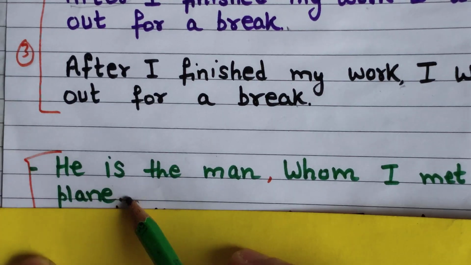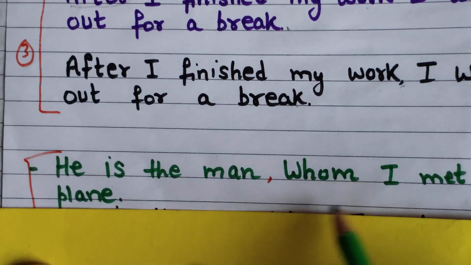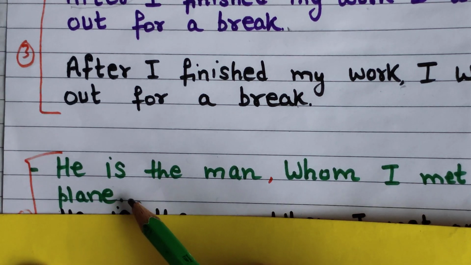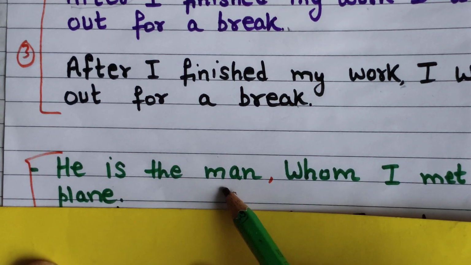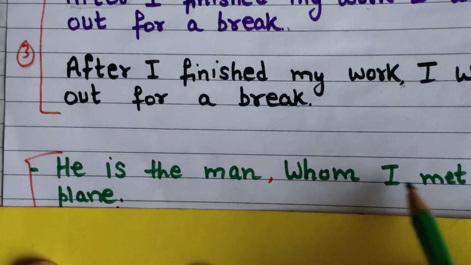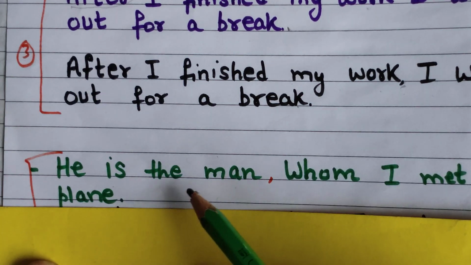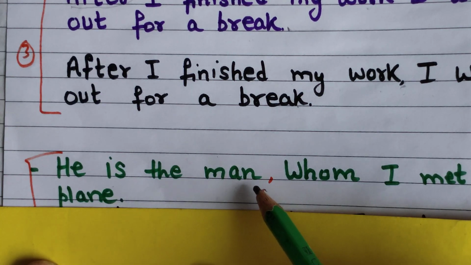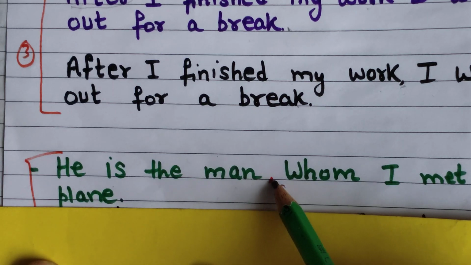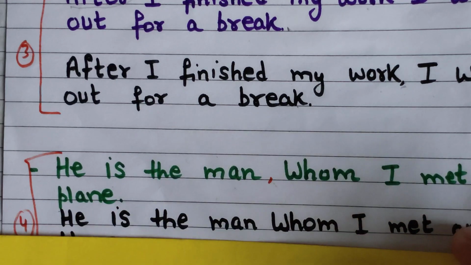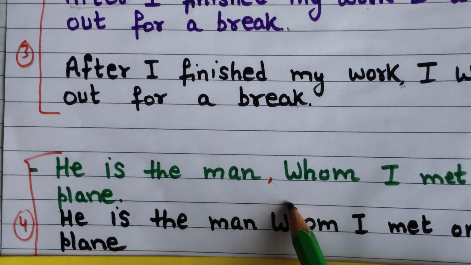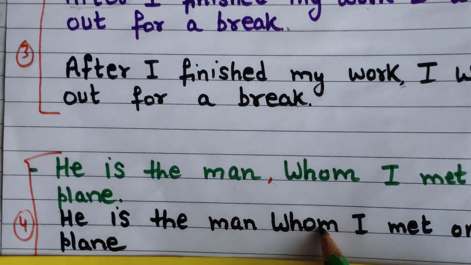Now the next one is: He is the man whom I met on the plane. He is the man. You will say that this is also independent. He is the man whom I met on the plane. So what is your answer? Correct or wrong? Whether a comma will come here or not. I will show you the answer. A comma will not come. He is the man whom I met on the plane.